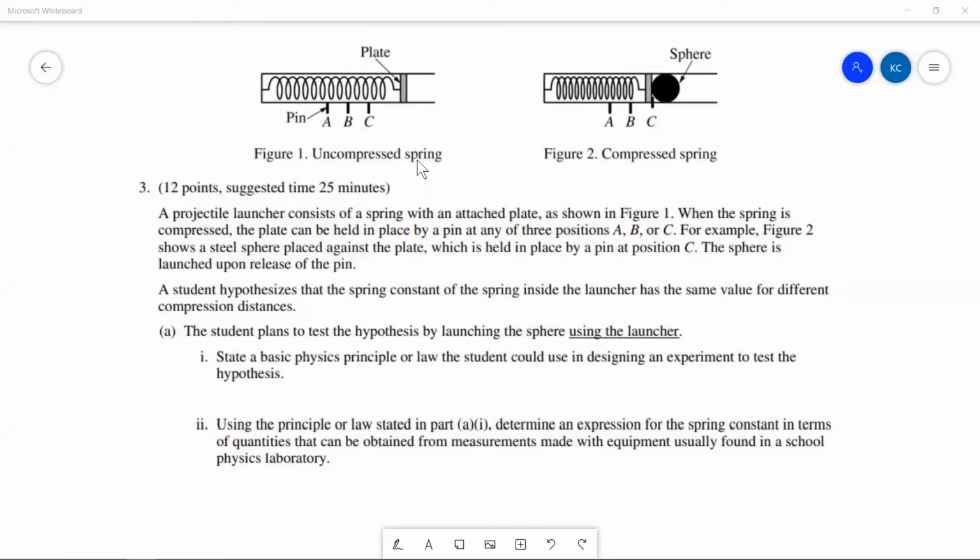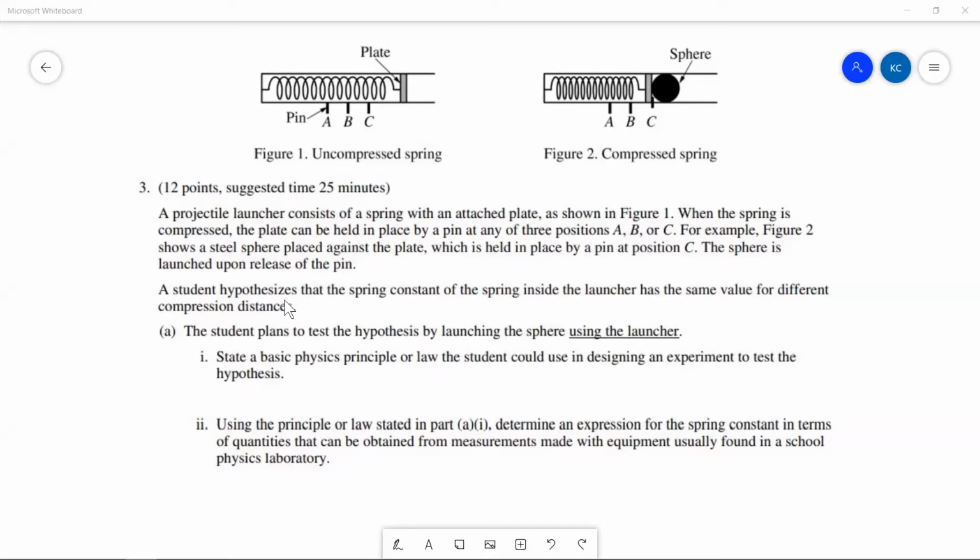2019 AP Physics 1, question number 3. A projectile launcher consists of a spring with an attached plate, as shown in figure 1. When the spring is compressed, the plate can be held in place by a pin at any of the three positions A, B, or C.